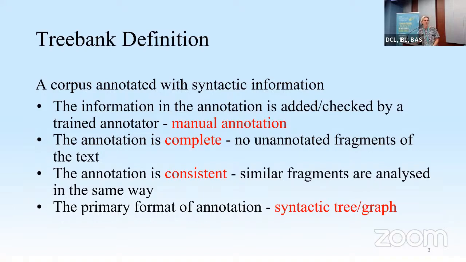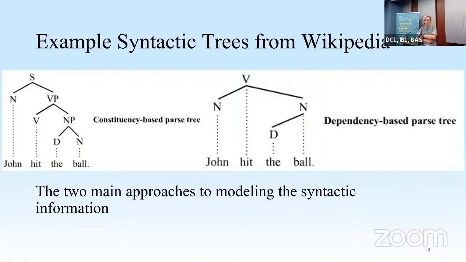The primary format of this annotation is the syntactic tree graph. We will see now what it is. Here are example syntactic trees from Wikipedia, just to illustrate the two main approaches to modeling the syntactic information. On the left, we have the typical constituency one, and on the right, the dependency-based one, which is flatter than the one on the left. Of course, there are also other differences, but also similarities.